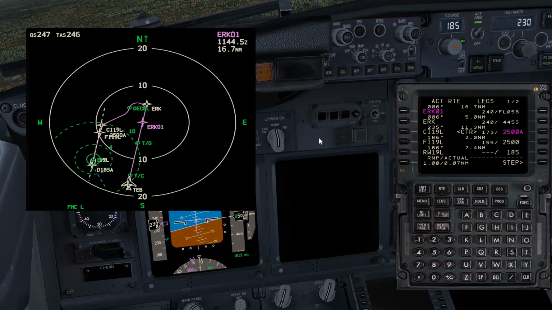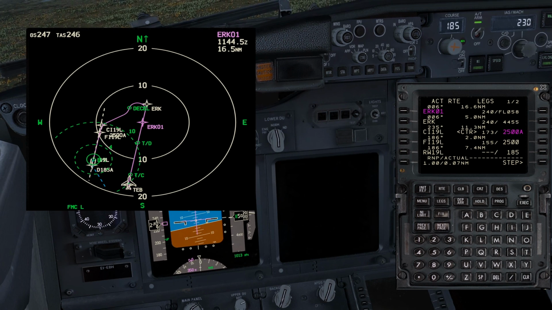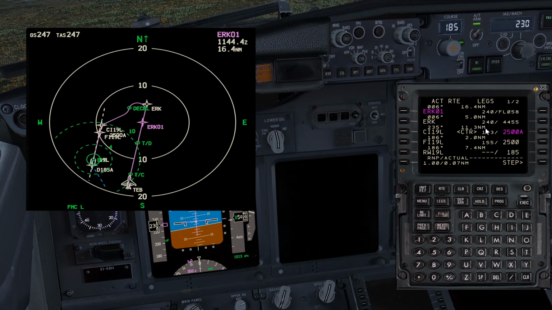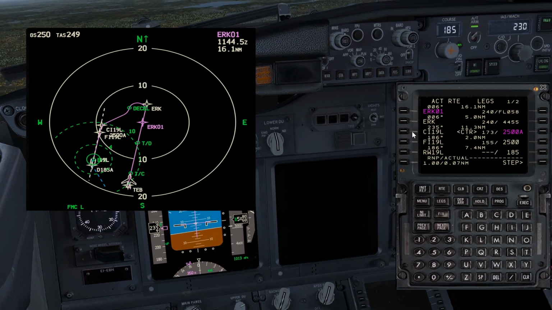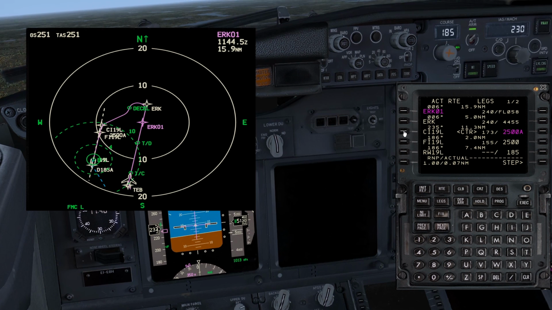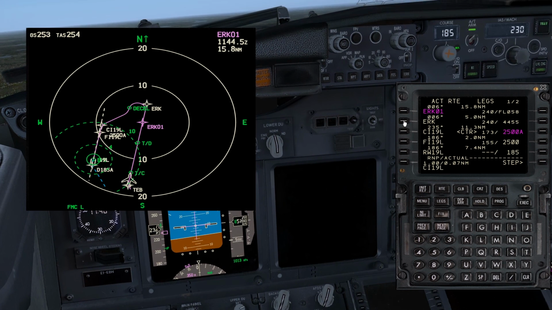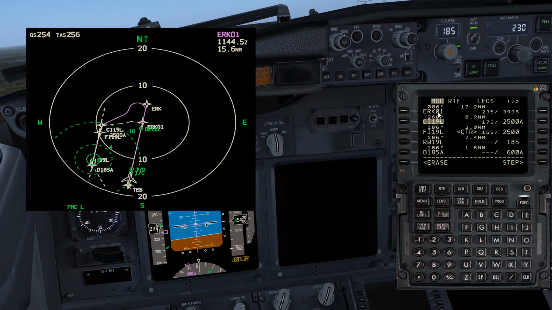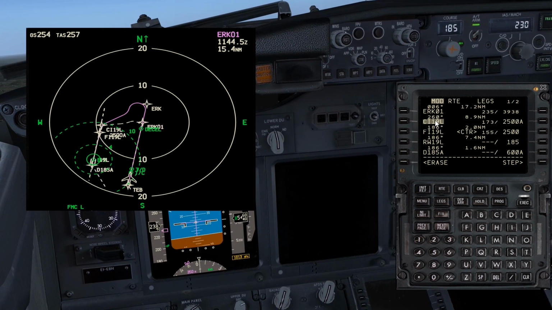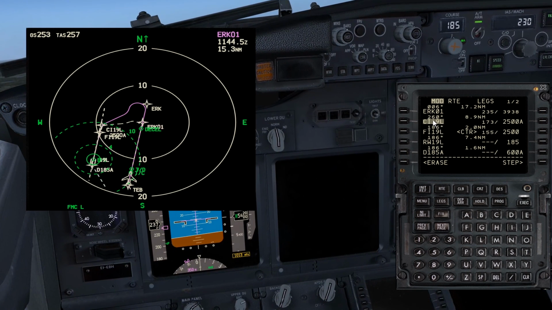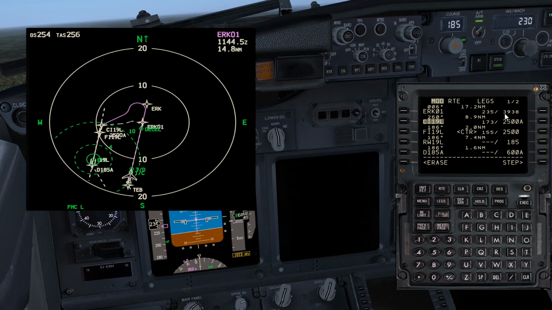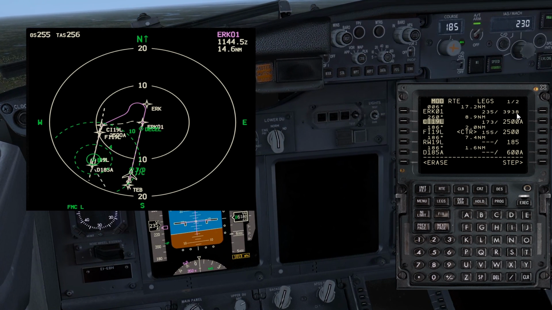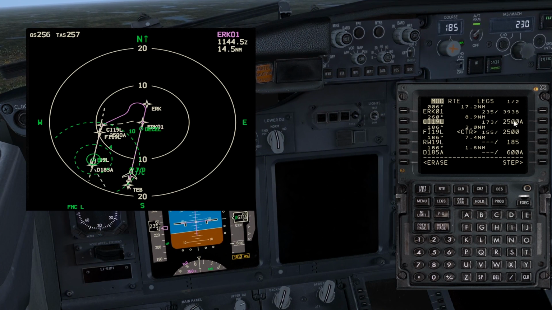So we will unpause. I'll just climb up a little bit to 7.0 just to demonstrate. So yeah, here's the point, and we want to go directly to the center fix from that point. So we press on the center fix, we put it below Erken 01, and we don't execute because we just want to see what altitude the FMC is calculating. So it wants us to be at 3,938 feet in order to maintain a good path.